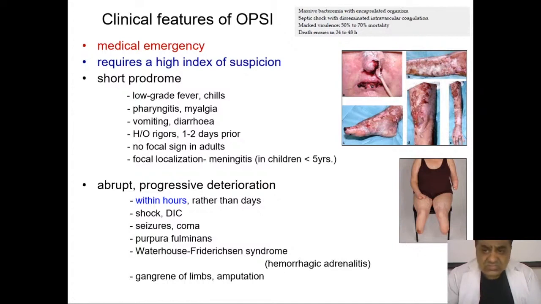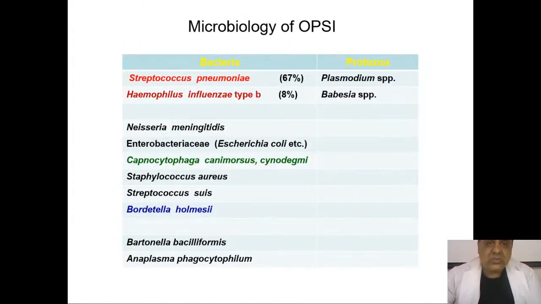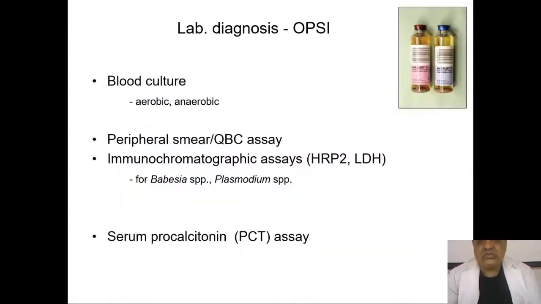death. So the most common organisms in this group are encapsulated bacteria. For example, pneumococcus is the most common, with 67% of OPSI caused by pneumococcus, Haemophilus influenzae type B 8%, and other organisms constituting a smaller fraction. Even hemoparasites like Plasmodium and Babesia may also contribute.